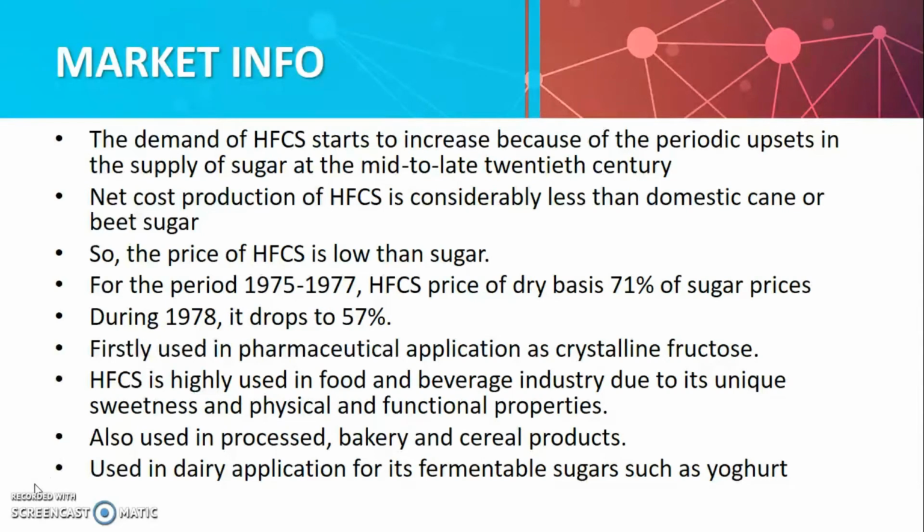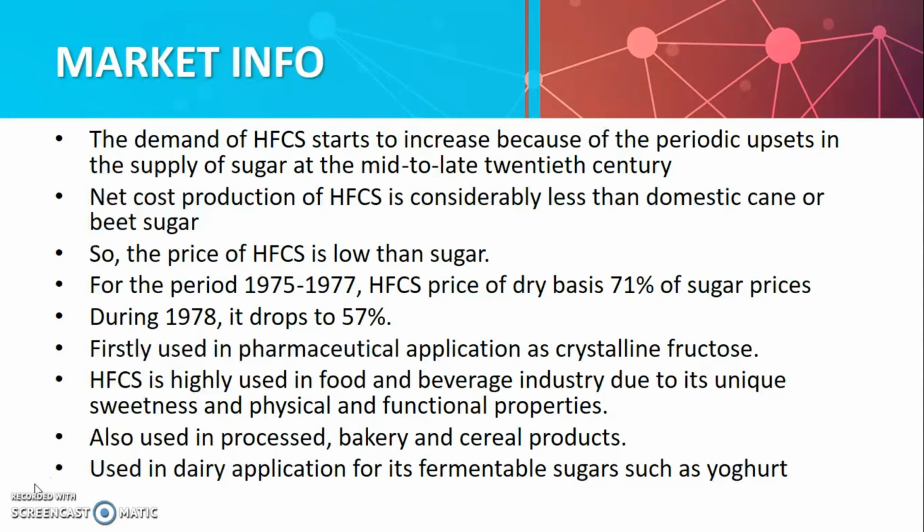The net cost of production of HFCS is considerably less than domestic cane or beet sugar. So the price of HFCS is slightly lower than sugar. In the period of 1975 to 1977, the HFCS price on a dry basis was 71% of the sugar price, and it dropped to 57% during 1978.